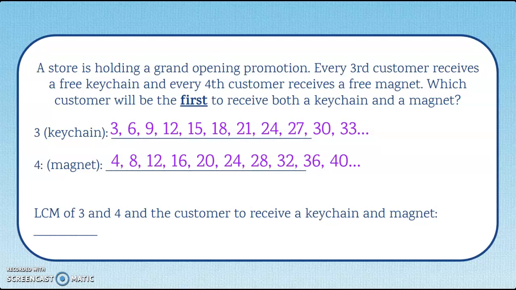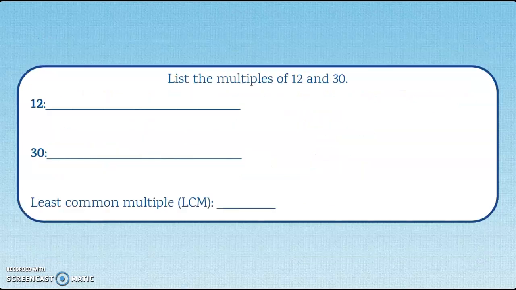So now we find the least common multiple of 3 and 4. And that is the customer who will receive the keychain and the magnet. The smallest multiple of both is 24. Therefore, the 24th customer will receive the keychain and the magnet.